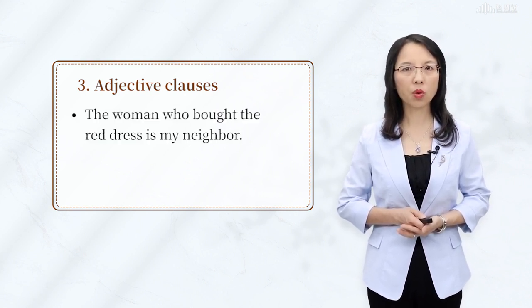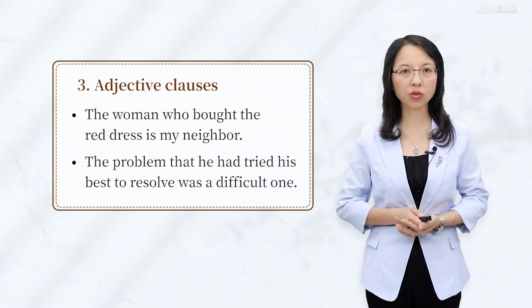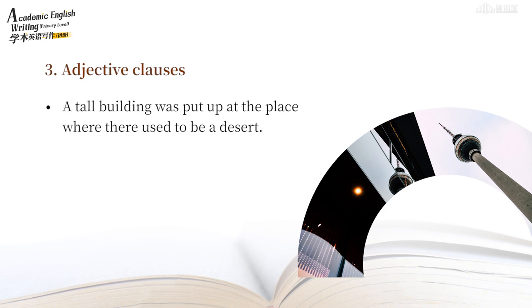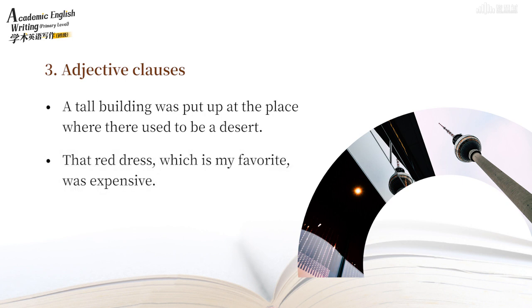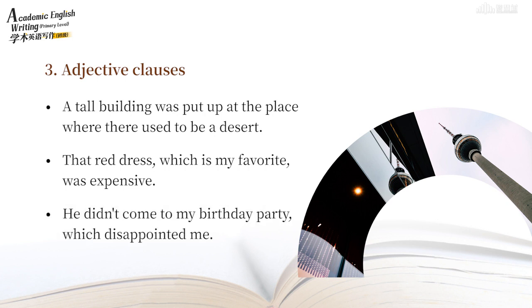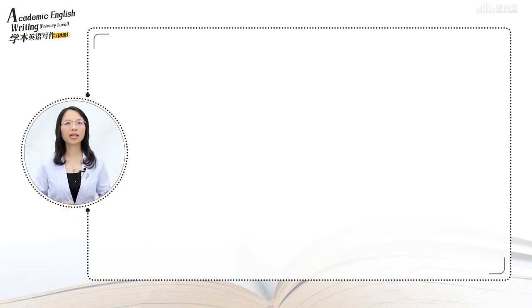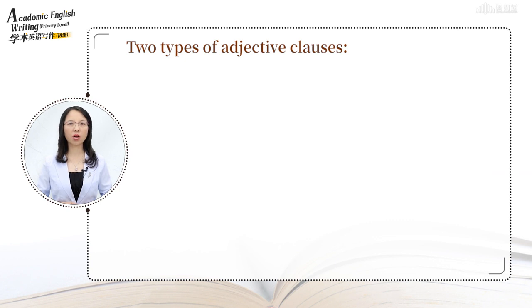The woman who bought the red dress is my neighbor. The problem that he had tried his best to resolve was a difficult one. A tall building was put up at the place where there used to be a desert. That red dress, which is my favorite, was expensive. He didn't come to my birthday party, which disappointed me. The above adjective clauses are not exactly the same. They can be classified into two types, restrictive and non-restrictive.